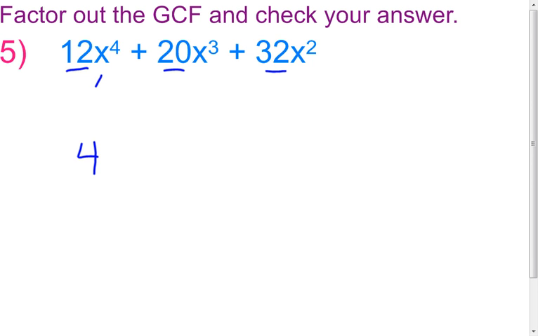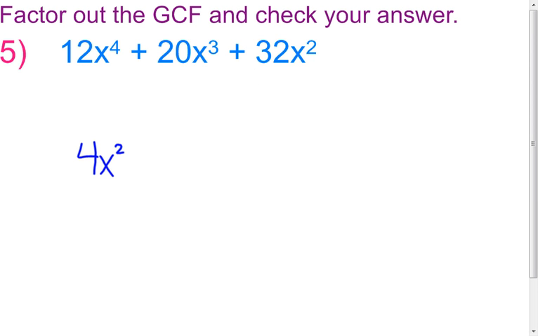And then this one has 1, 2, 3, 4 x's. This one has 1, 2, 3 x's. This one has 2 x's. Okay. So when I look at that, every term has at least 2 x's. So I am going to take 2 x's and use them. Okay. So here we go. I'm going to erase this so that this doesn't get confusing to you.